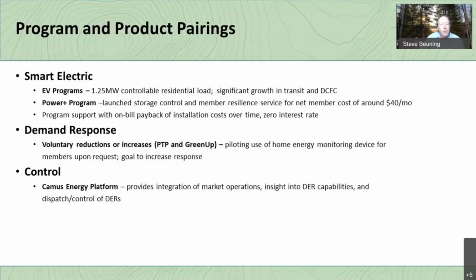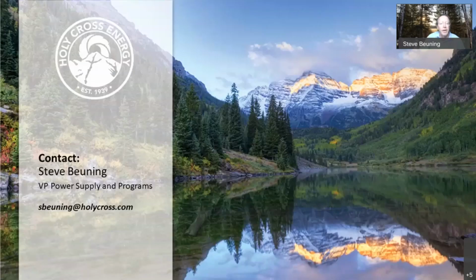And then the last thing I just wanted to mention is if you have all of these devices and programs, you need to orchestrate the control of them. We're excited about our work that's underway with Camus Energy out of Palo Alto, which will be our control platform for integrating these programs and demand response into our operations. So we're well down the road on the development of that.